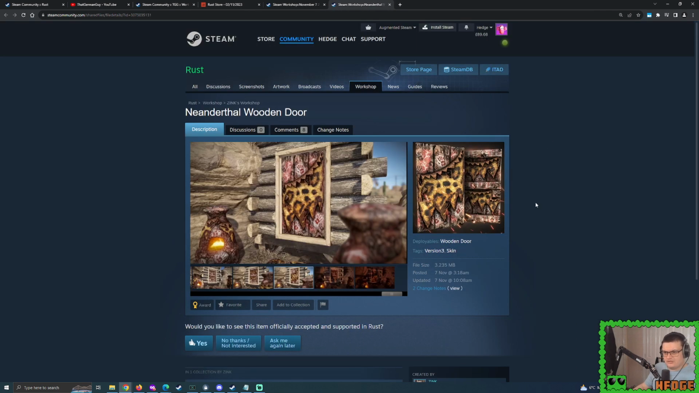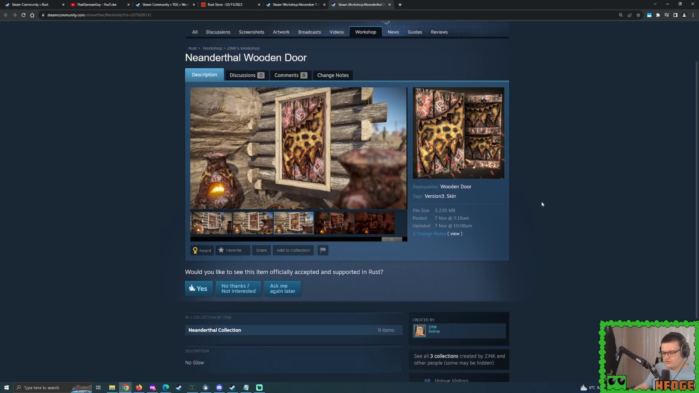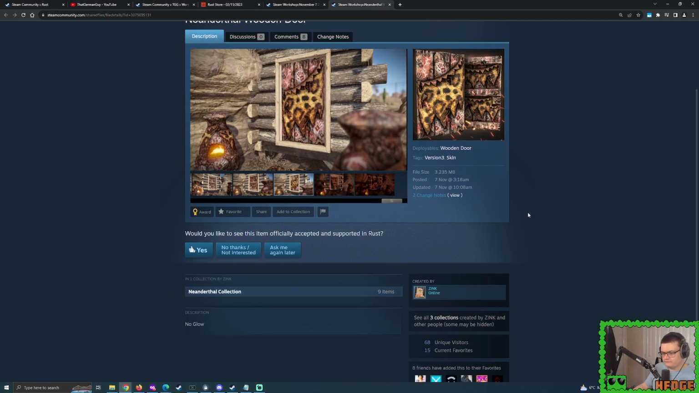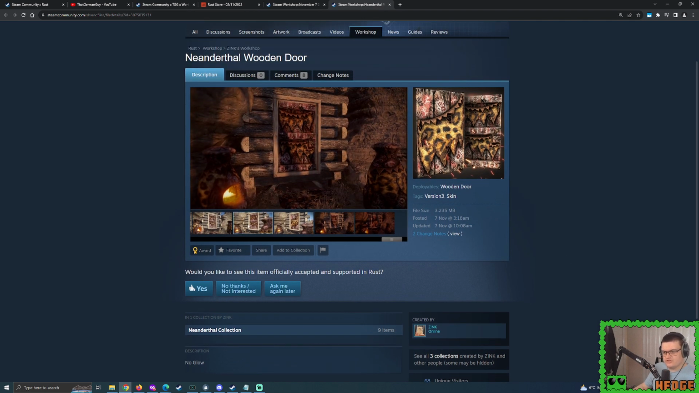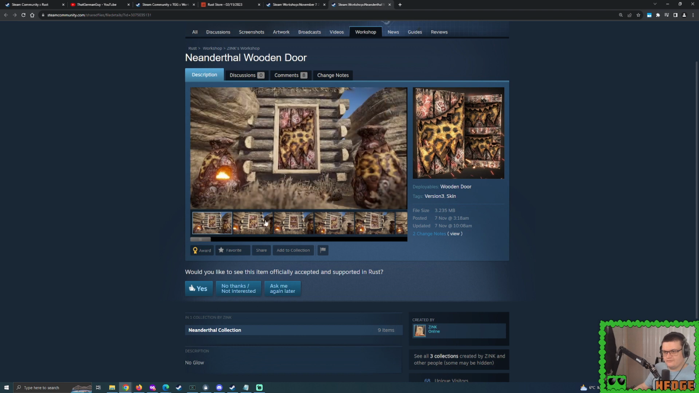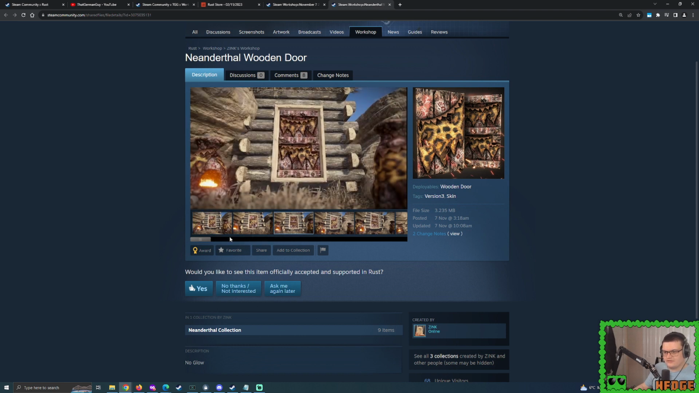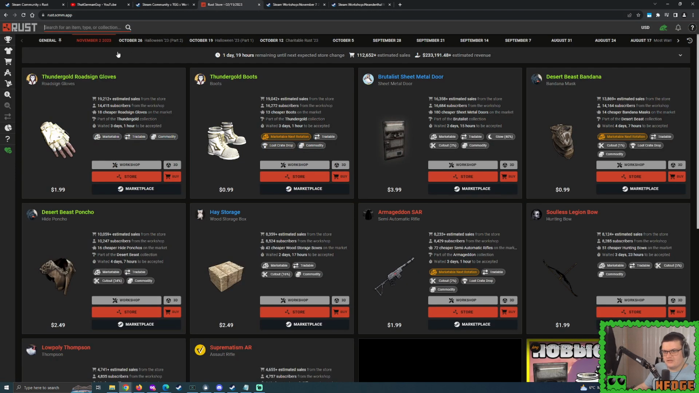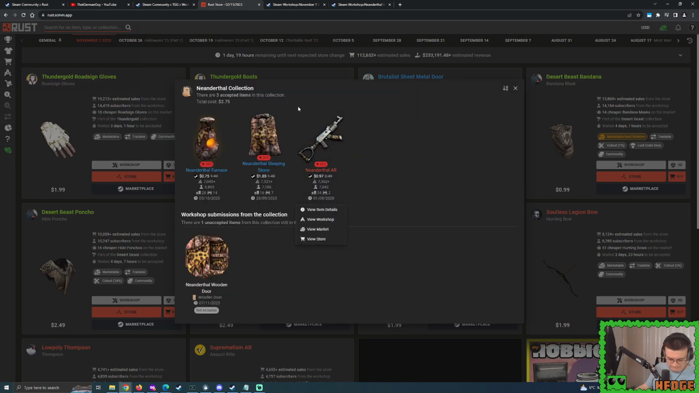Next up, we have the likes of the Neanderthal Wooden Door. So this, of course, is a continuation of Mr. Zink's Neanderthal collection, so we should go ahead and take a look at the likes of that. Do you remember the furnace? Well, you're going to see it again. Neanderthal. Did I spell it correctly? I didn't, because I didn't put an N. I failed. I failed you all. Sorry, I'm going to go hang my head in shame.